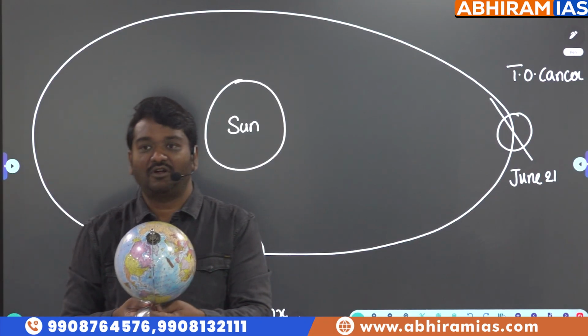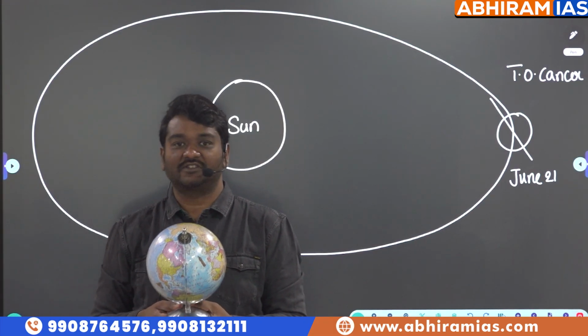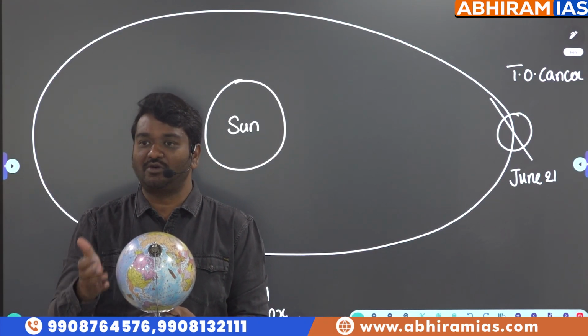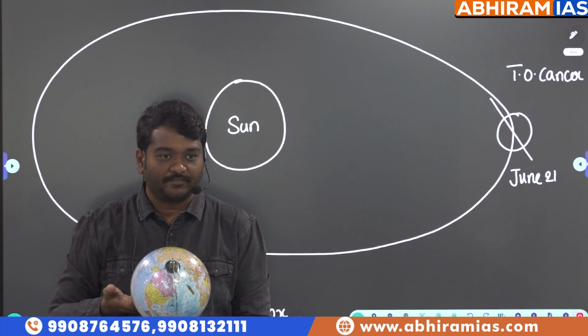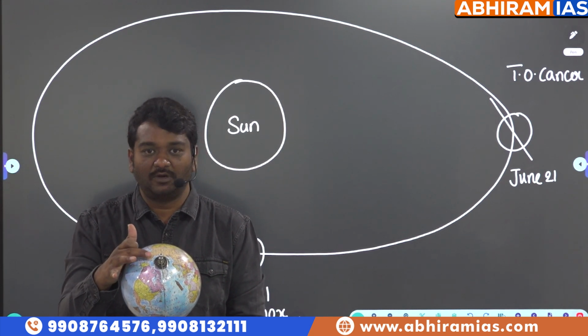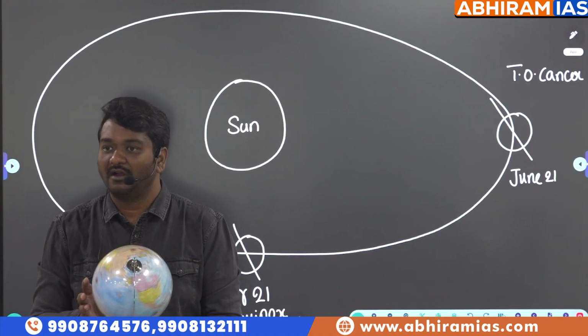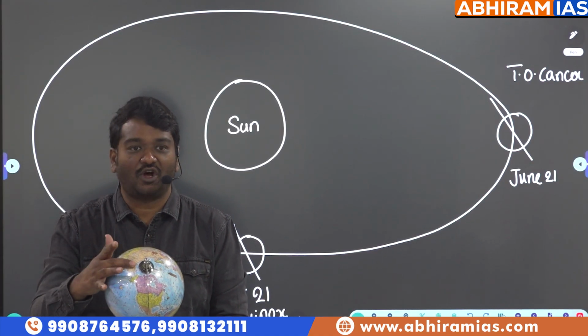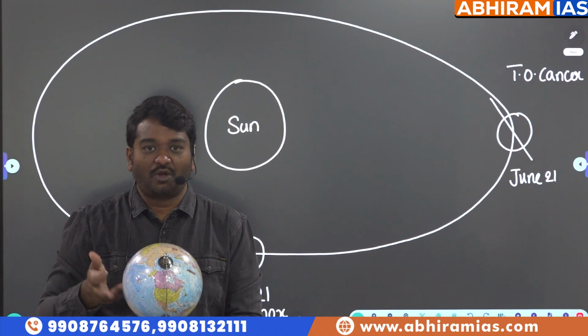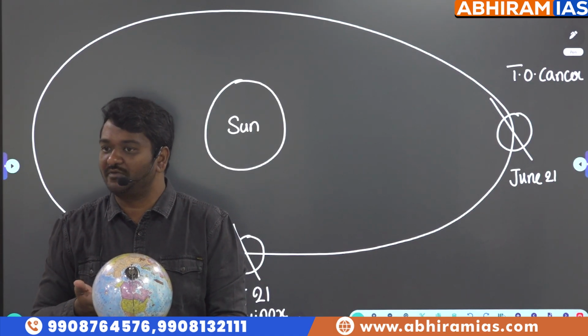Second, can you all see here? This is June 21st. What is visible to you and what is not visible to you? North pole is visible to you. South pole is not visible to you. Now you see, 24 hours North pole is visible to you. 24 hours South pole is not visible to you.